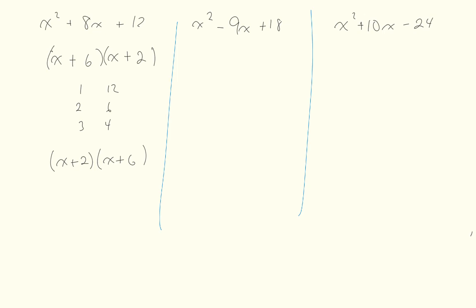Well, 1 and 18. Again, you don't have to write these down. I usually go through them in my head, but maybe it helps. 2 and 9, 3 and 6. 4, nothing, 5, nothing, and 6, then we're back. So we have 3 possible combinations.